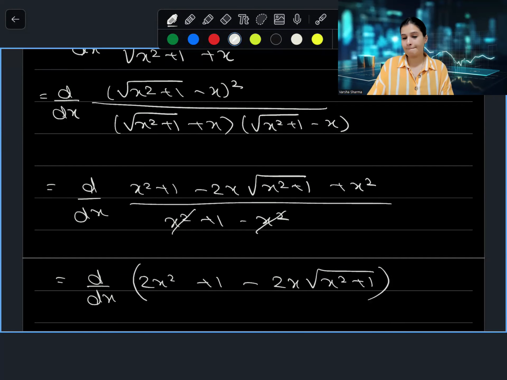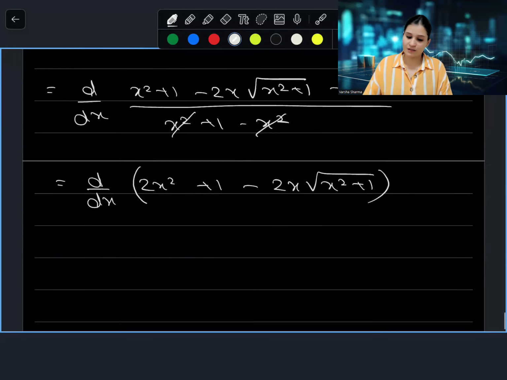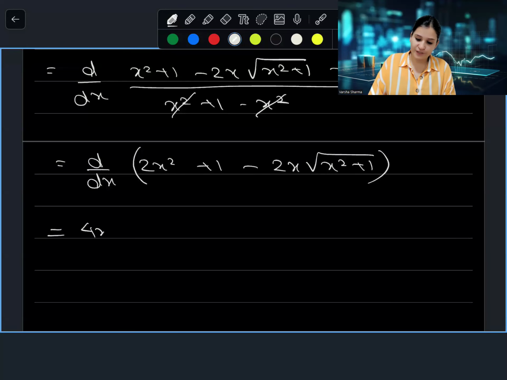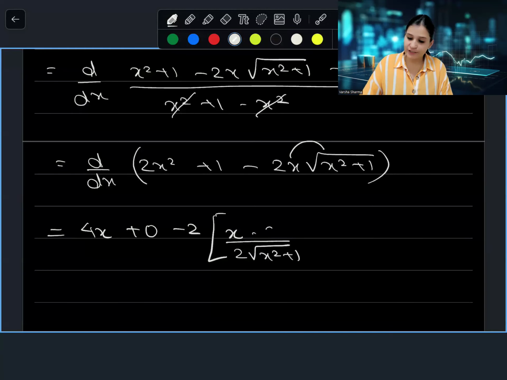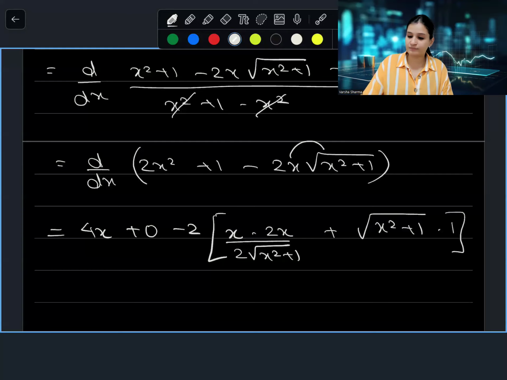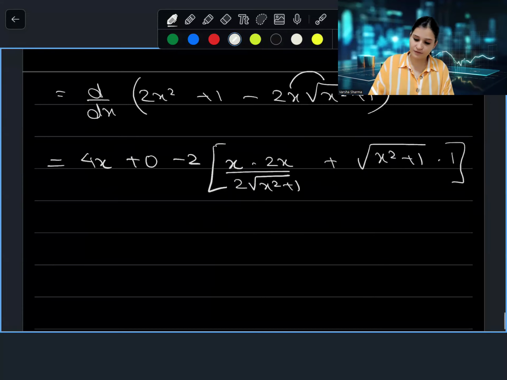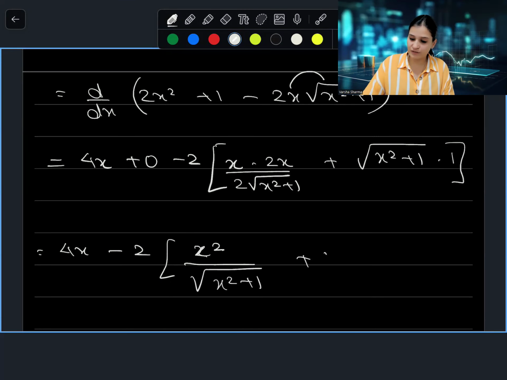So the differentiation of 2x square is 4x. 1 is 0. Here we have to apply product rule. So I'll leave x, differentiation of root x square plus 1 is 1 by 2 root x square plus 1 into 2x, plus under root x square plus 1 into 1. So it's 4x minus 2x square upon under root x square plus 1 plus root over x square plus 1.